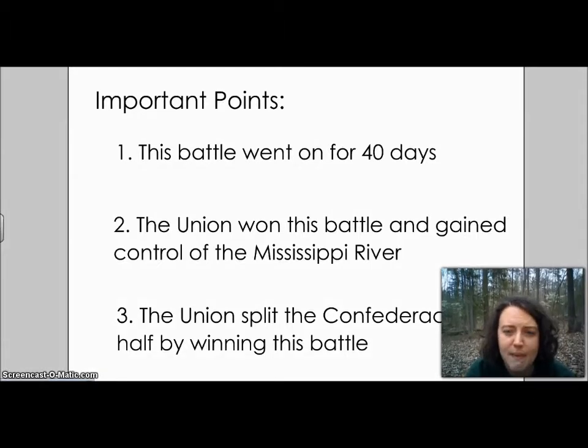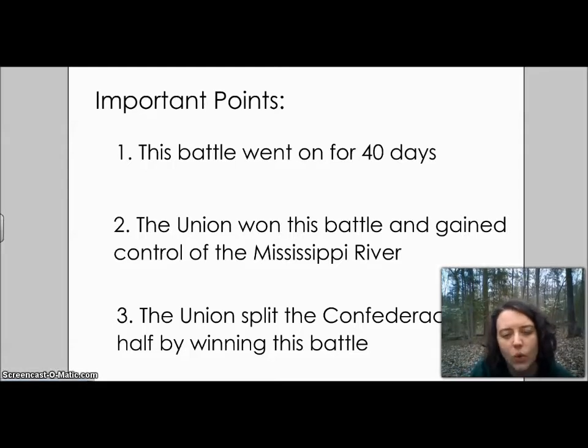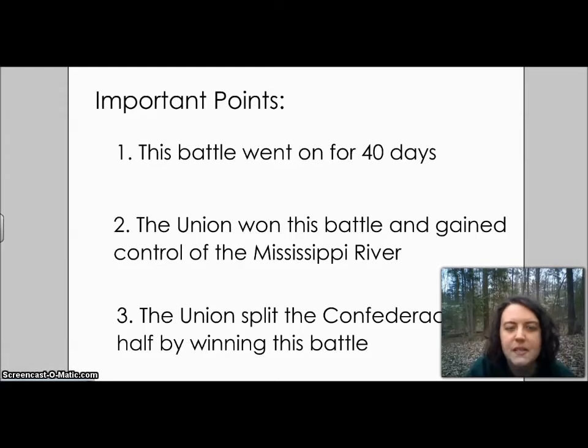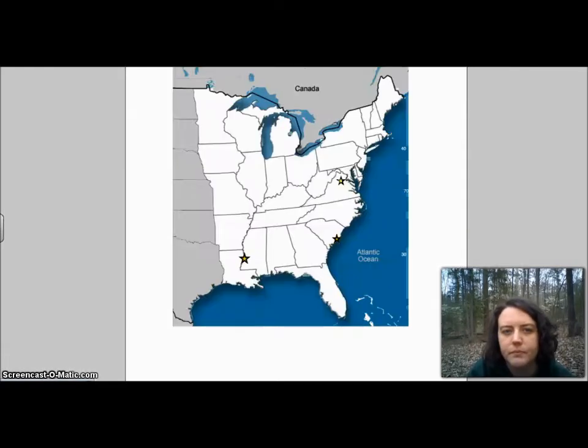The Union won this battle and gained control of the Mississippi River, which is important because that Mississippi River was used to transport a lot of goods throughout the Confederacy. And they split the Confederacy in half by winning this battle. From Louisiana and Texas and Arkansas, that area was cut off from the rest of the Confederacy, and so it weakened them. And that's really important to remember about the Siege of Vicksburg.